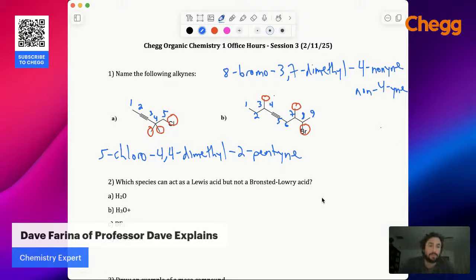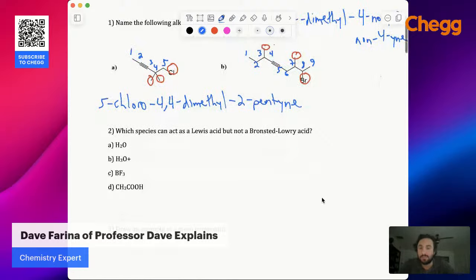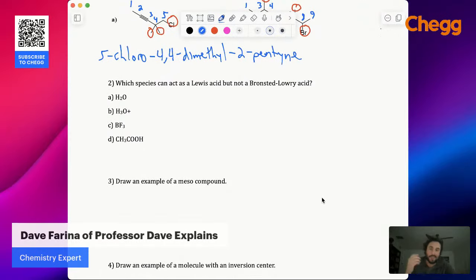Evan asks, can you talk about reactions with Lewis acids and bases and drawing arrows? So let's move on to number 2, because acid-base chemistry is extremely important in organic chemistry, and so we certainly have to know the definitions of Lewis acids and bases and Bronsted-Lowry acids and bases. So this says, which species can act as a Lewis acid but not a Bronsted-Lowry acid?